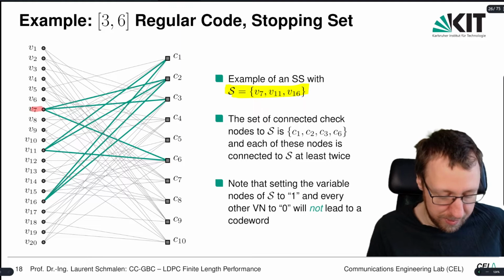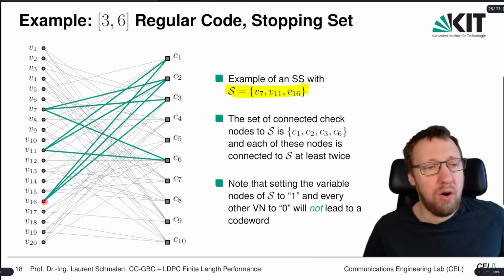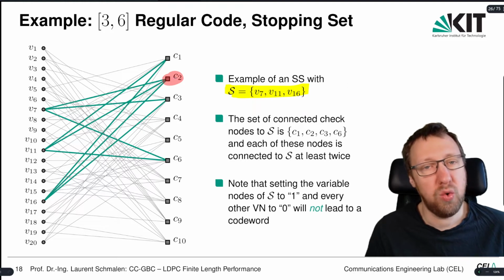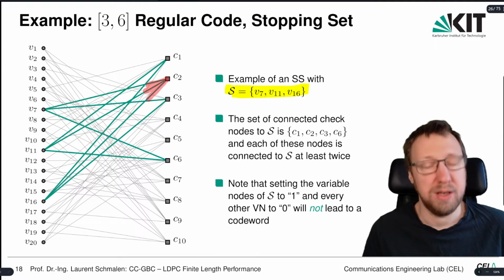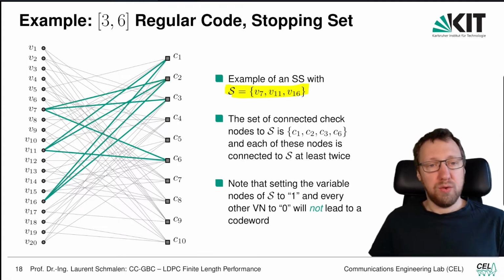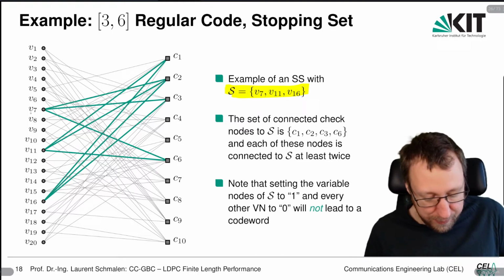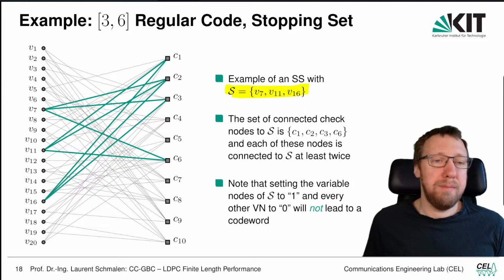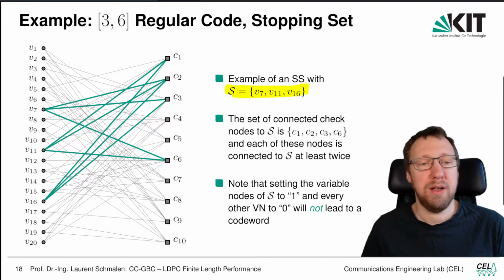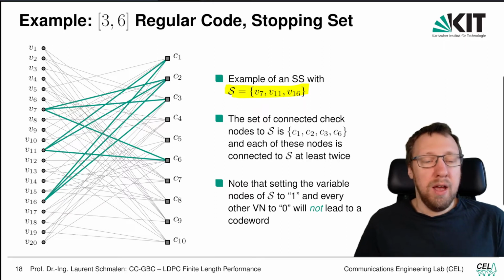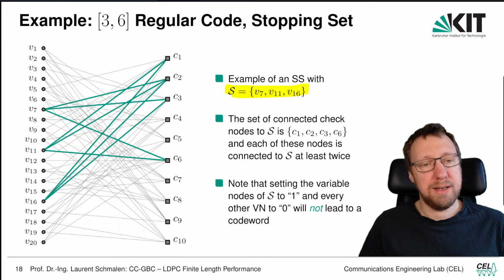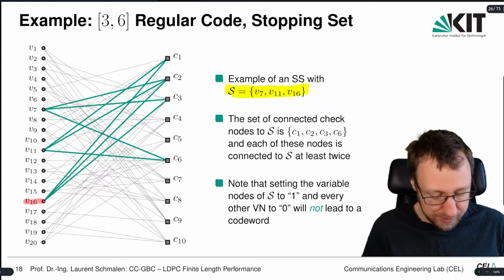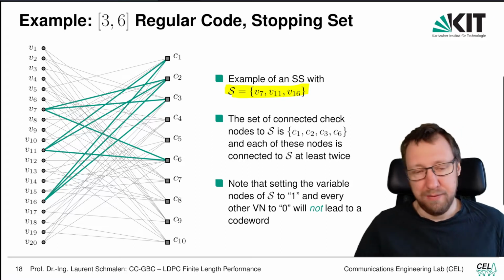If we set those three variable nodes to 1 and all the other variable nodes to 0, we will not fulfill the check equations, because then parity check C2 is not fulfilled, because it has 1 plus 1 plus 1 equal to 1. It will not be a code word, but it's a stopping set. And now if it happens that V7, V11, and V16 are erased, we cannot recover the code word with a message passing decoder. There's no way that the message passing decoder recovers this code word. So this is an example of a stopping set that is detrimental for the performance of the code. If those nodes are erased, then we are not able to recover.